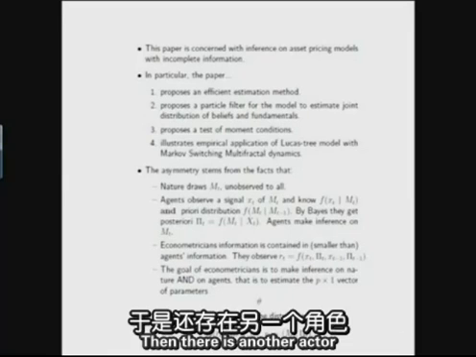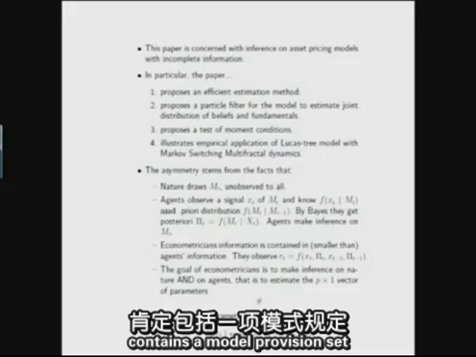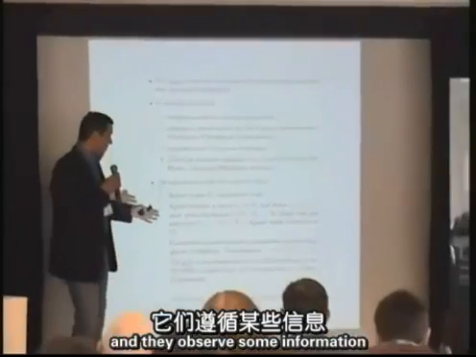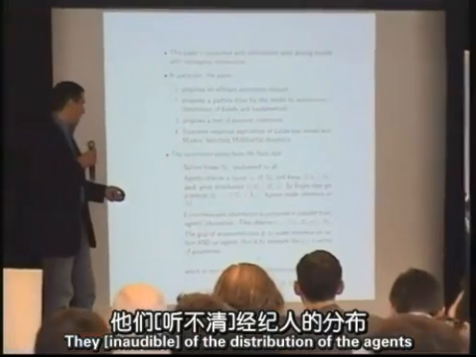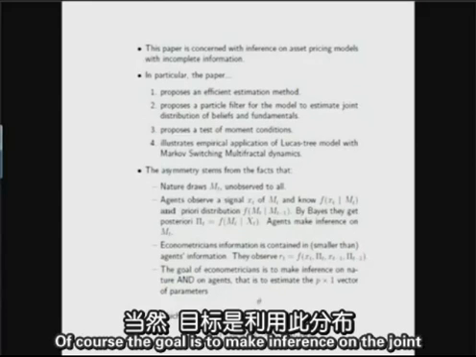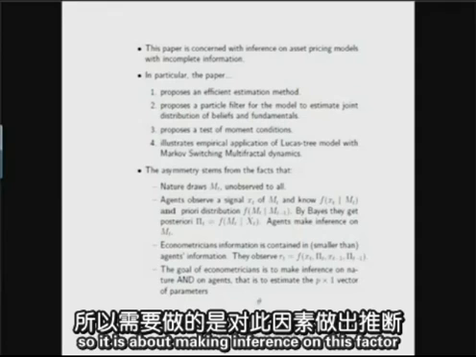And then there is another actor, which is us, the econometrician. Again, this is an issue which I'm going to discuss a bit, but they assume that it contains a small information set. They observe only some information, and I sort of pin that down. So they collect information in R_t, and R_t, for example in the application, is current and past returns, and then some idea of the distribution of the agents. And of course, the goal is to make inference on the joint distribution of M_t and pi_t. Using this distribution, and this is a fully parametric model, it's completely specified, so all is about making inference on this finite dimension vector theta.